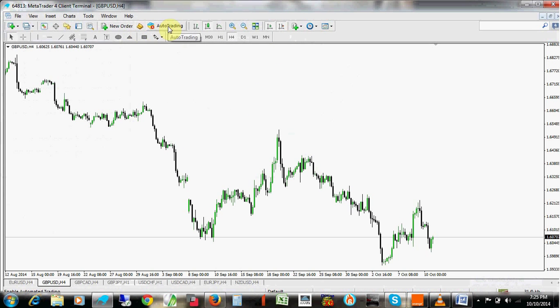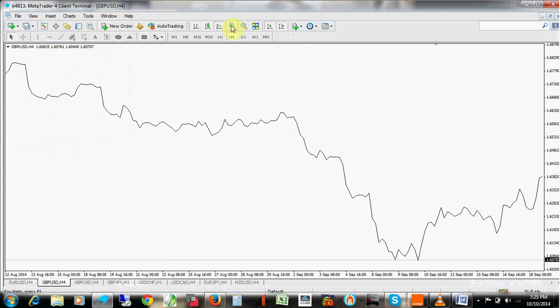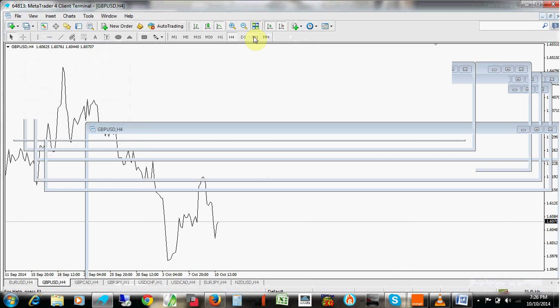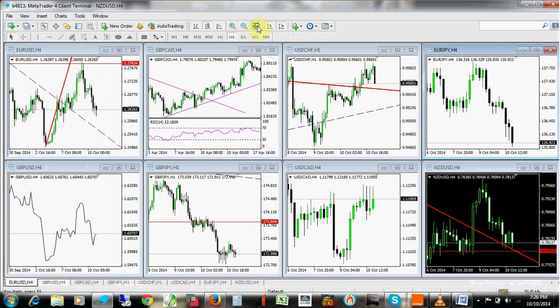Then here this is an auto trading. This is mainly used for automatic trading, mainly known as EA, expert advisor. This is for putting line charts, candlesticks, and then we have expanding, zoom in, zoom out. This is for putting a profile. I'll show how it works. This is for when you want to see different charts at the same time. Okay, so like multi charts.